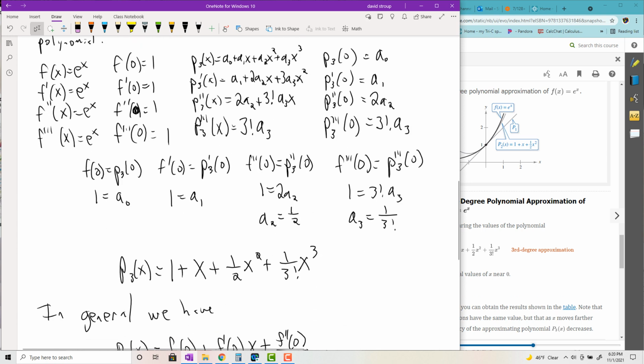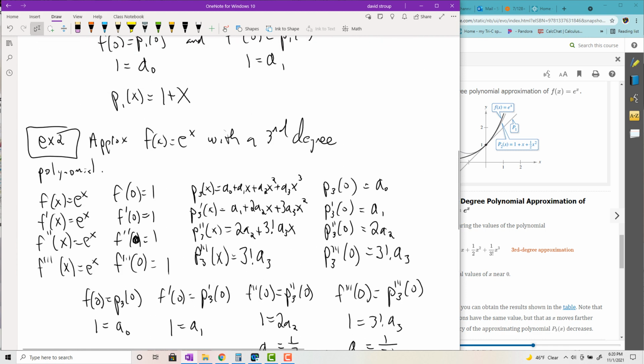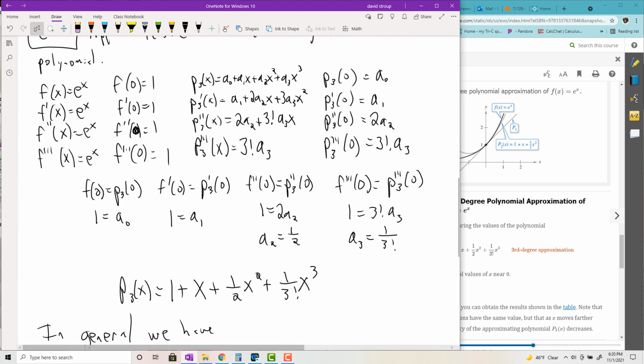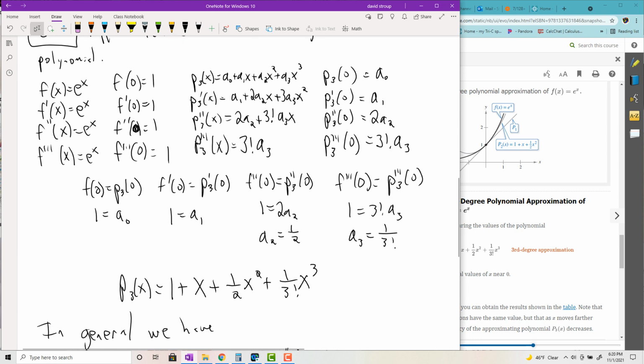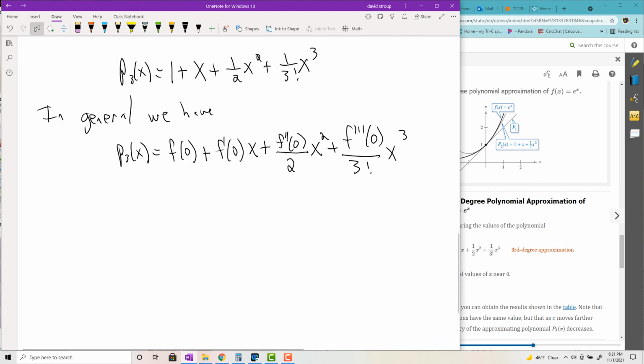So you're always coming up with the same numbers no matter what, because in your polynomial approximations to make these equations, you're always going to end up with 2a sub 2 as your first term in p sub 3 double prime. So you get f double prime of 0 divided by the 2 that comes from the exponent when you keep taking the derivatives, times x squared, plus f triple prime of 0 divided by 3 factorial, times x cubed. That's the general formula for a third degree polynomial.